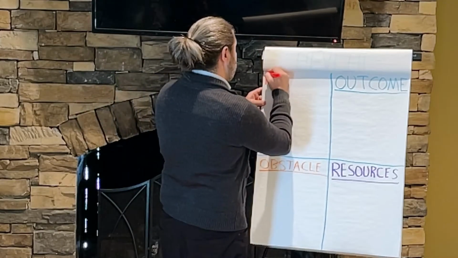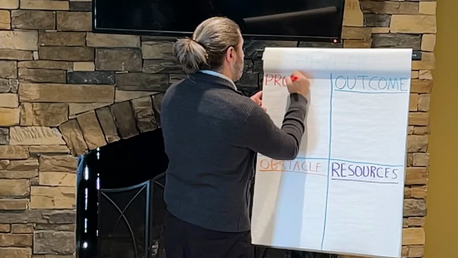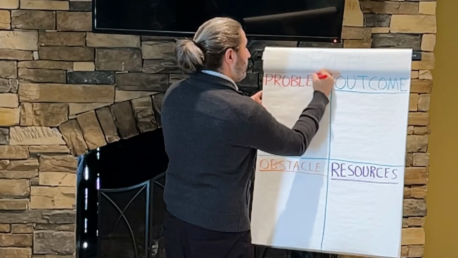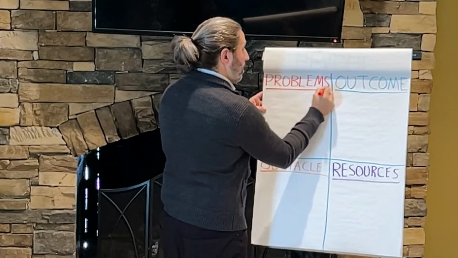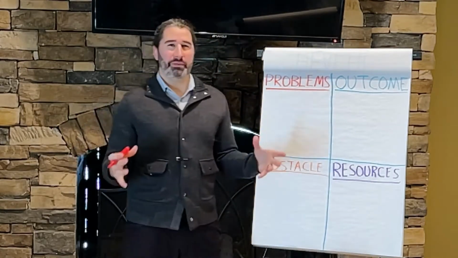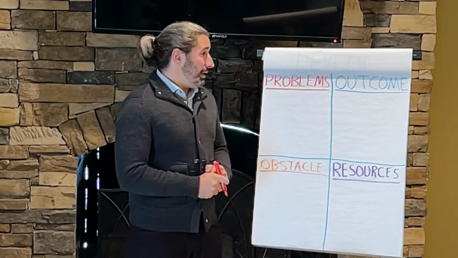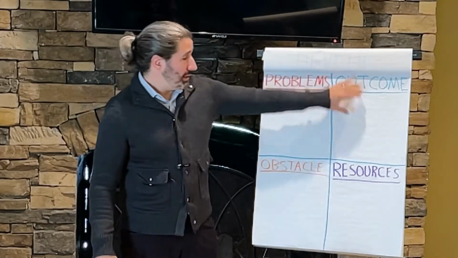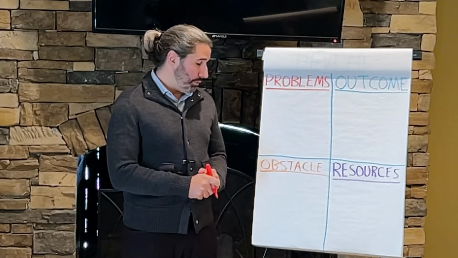left. So you're gonna write problems, all capital. You have total freedom to do what you want. I just recommend following along for this first time. I've done this hundreds and hundreds of times, and this is what works the best. So problems, outcomes, resources, obstacles. Okay, so we got all 4 steps.